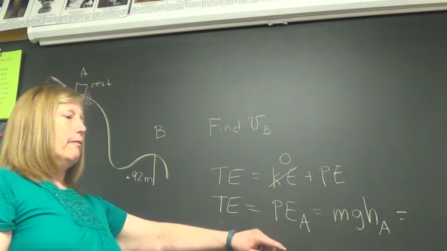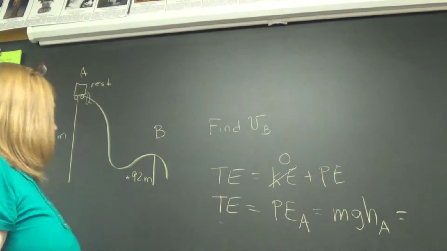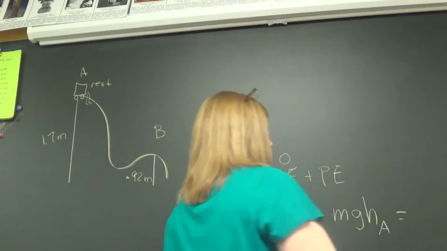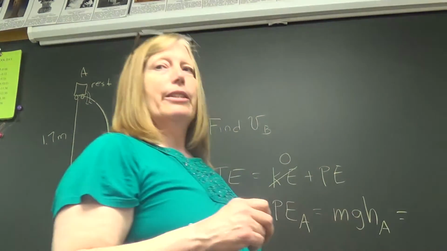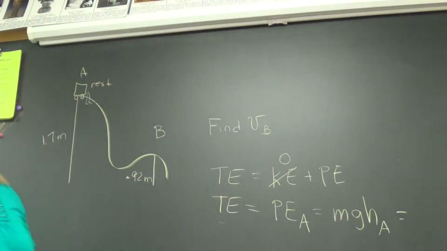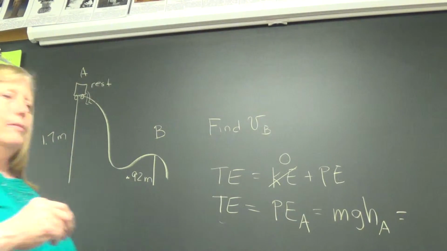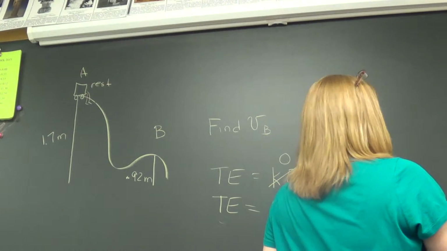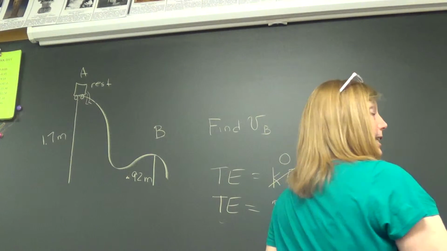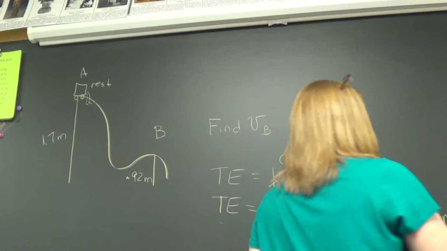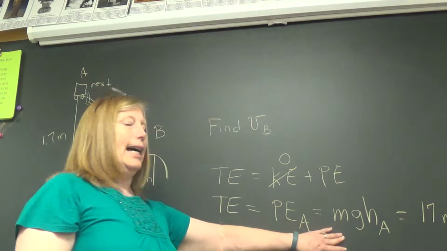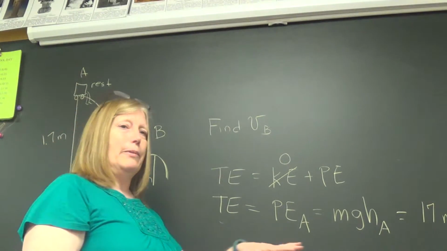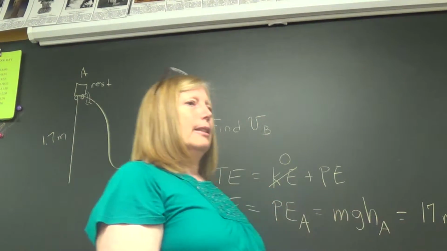So what would someone get for me? 9.8 times 1.7. Molly, you have a calculator out, would you please? Everyone else, you can get your calculator ready. 16.66. All right. 16. 17. 17, because we weren't told the mass, so that means 17, not meters, but 17 times the mass.